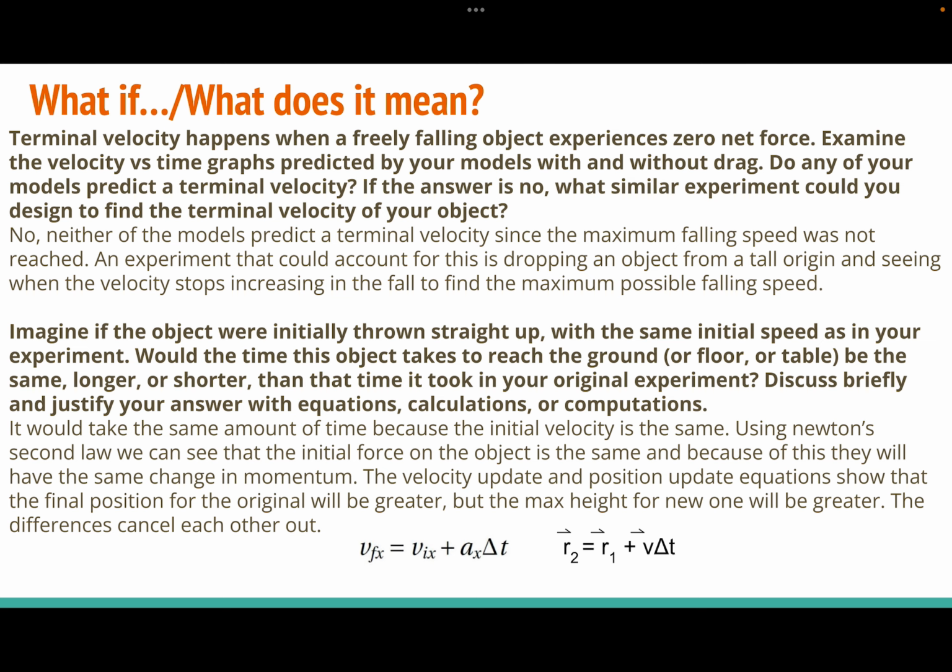So, for the terminal velocity question, no, neither of the models predict a terminal velocity since the maximum falling speed was not reached. An experiment that could account for this is dropping an object from a tall origin and seeing when the velocity stops increasing in the fall to find the maximum possible falling speed.